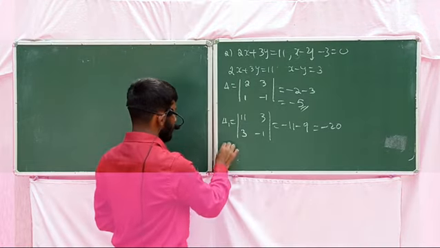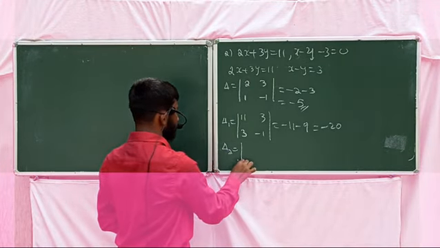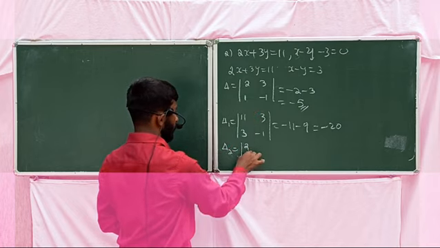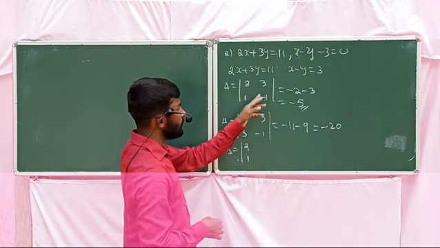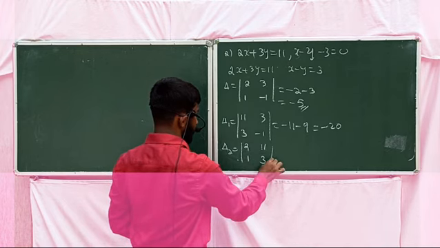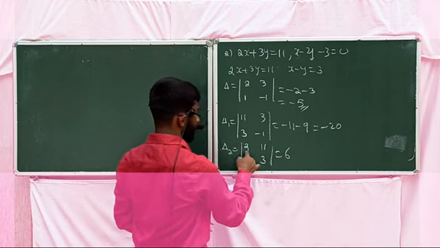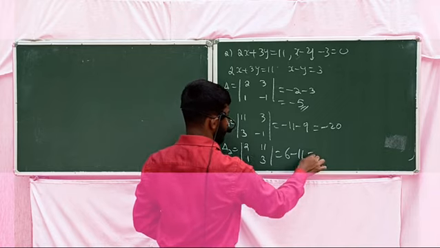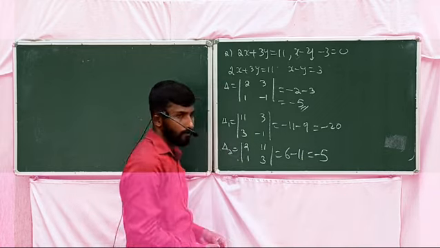Next, delta 2 value. How to get delta 2 value? You need to write same coefficient of x 2, 1. But replace coefficient of y with the constant term 11 and 3. It's equal to 6. 3 2 is 6 minus 11. It's equal to minus 5.